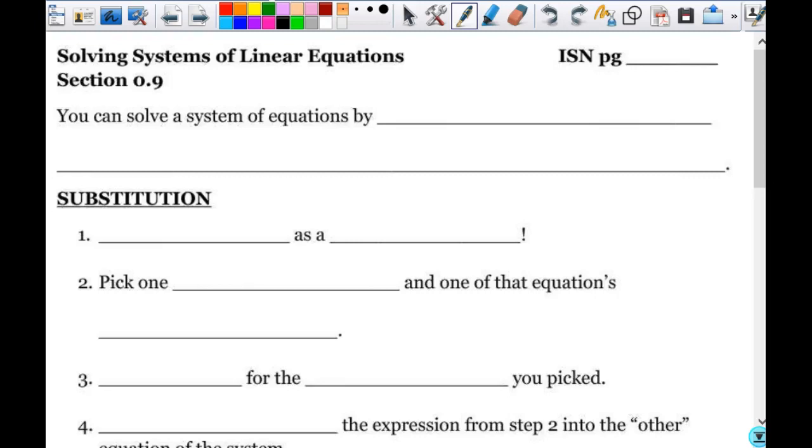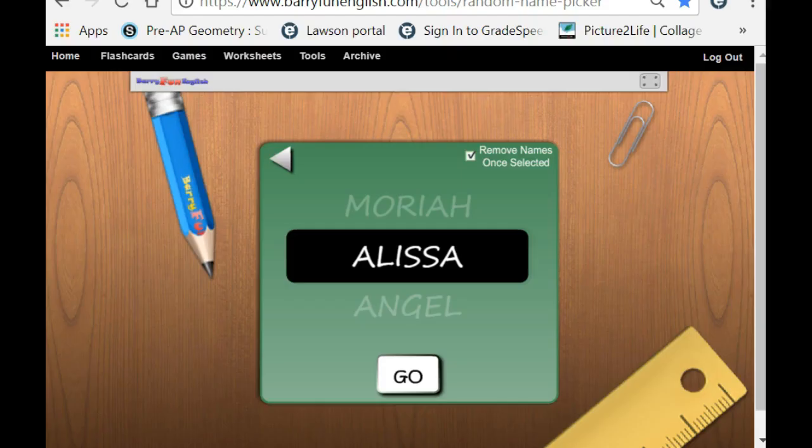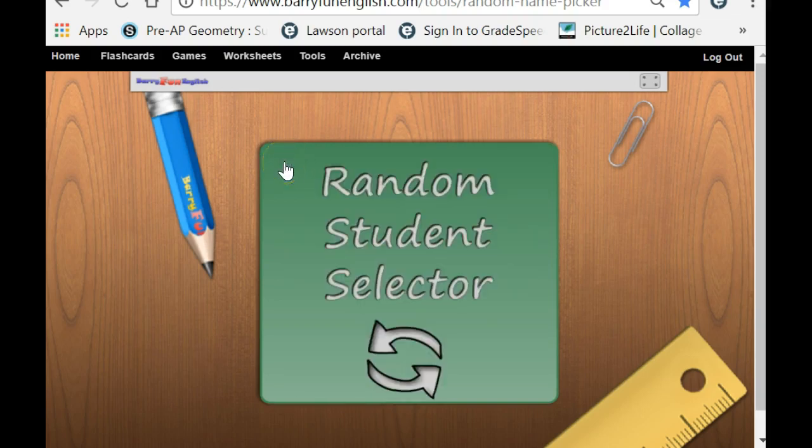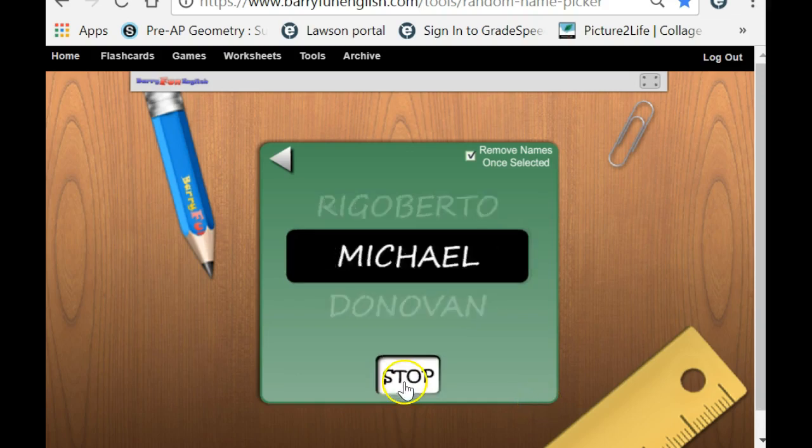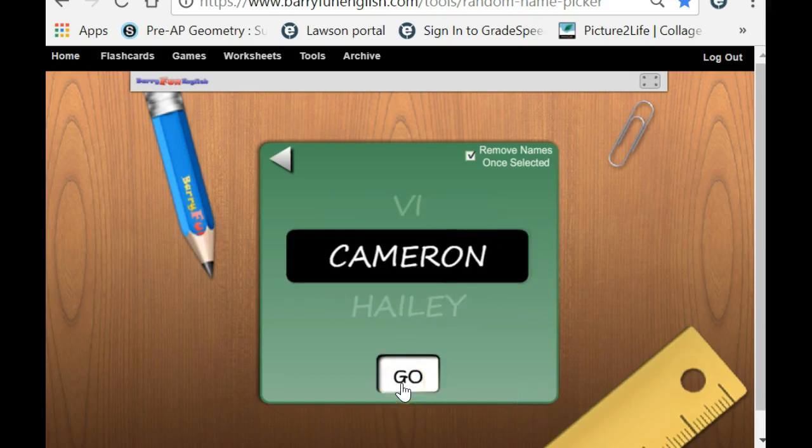Solve systems of linear equations. And this is going on page 31 when we're done. So I want you to think about, without speaking, what is a system of equations? And I'm going to call on somebody to give me that answer. And that would be Cameron.